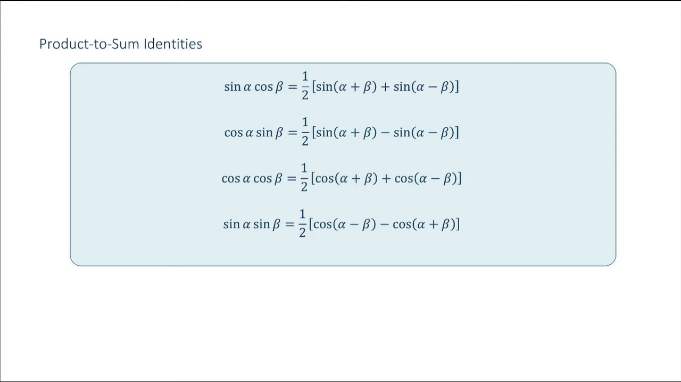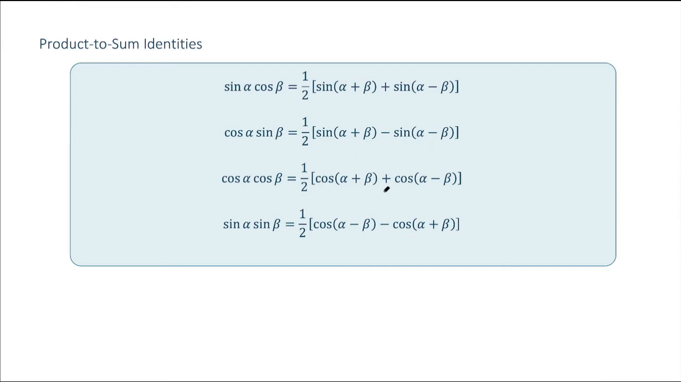We have product to sum identities that are obtained from the sum and difference properties. So here are the four that we have. We're looking at the products of sine and cosine functions. And notice that all of them involve the sine and cosine sum and difference identities.